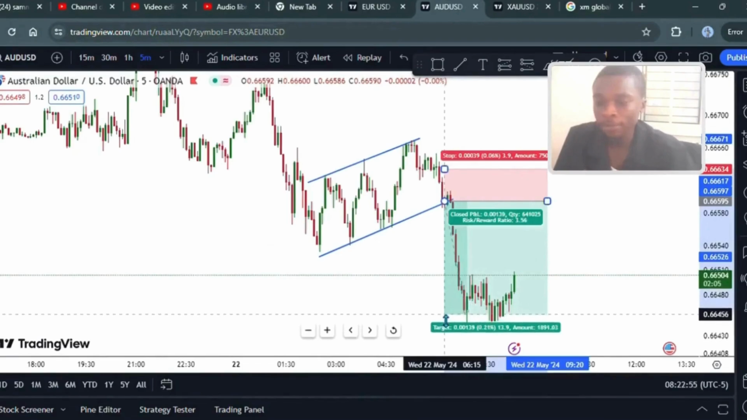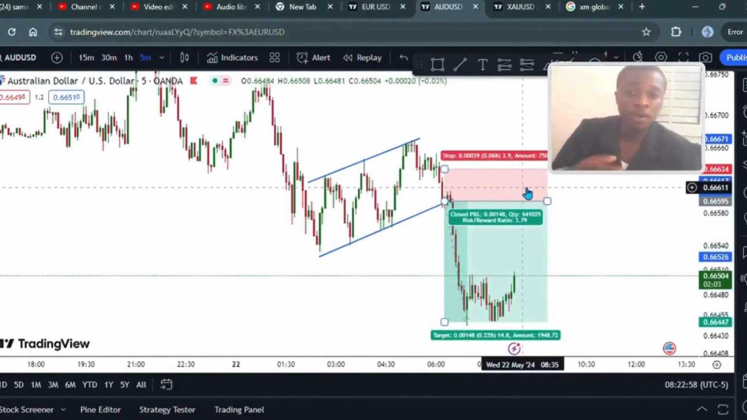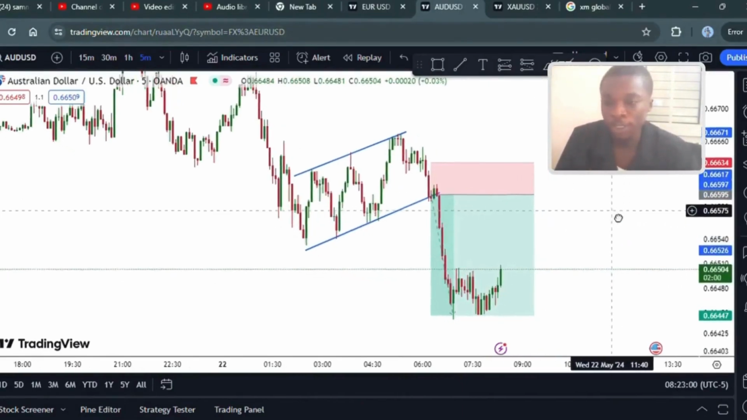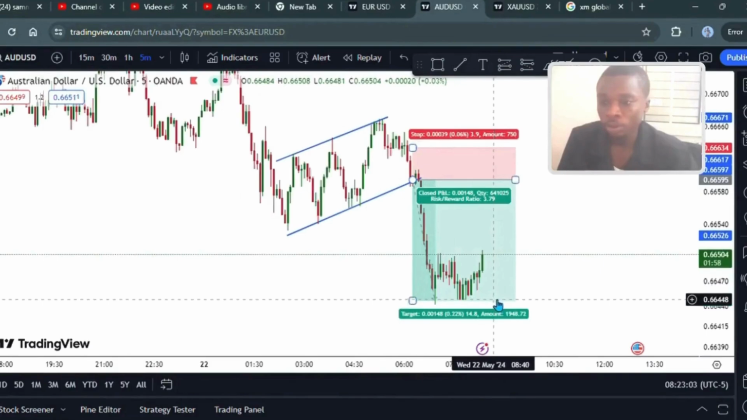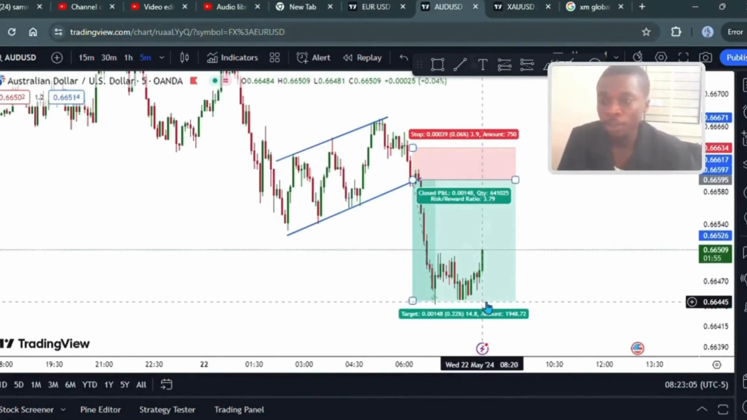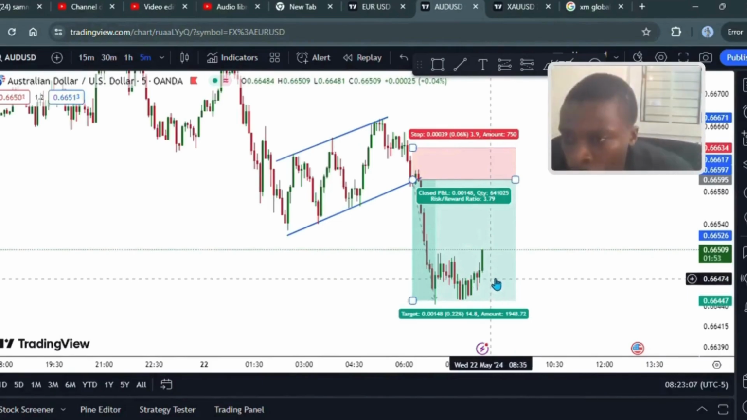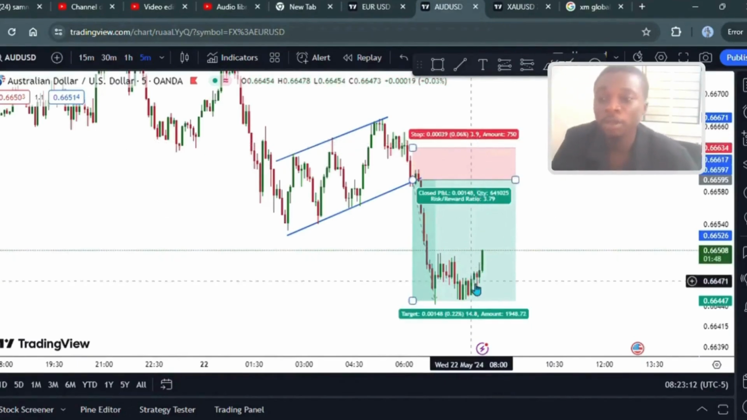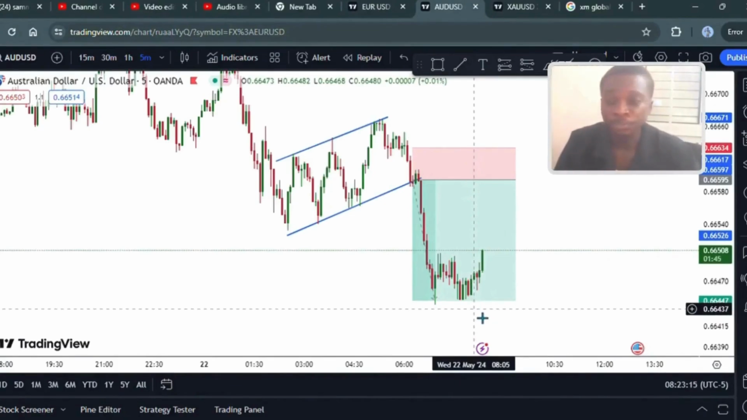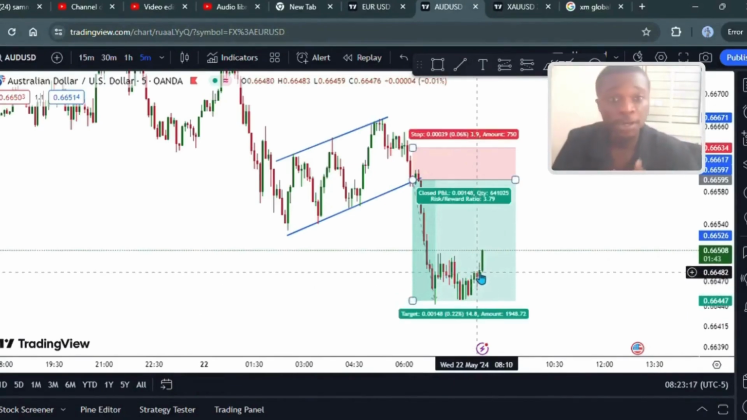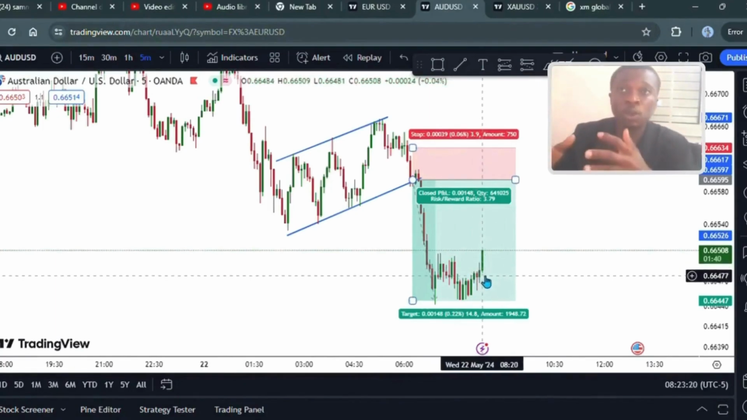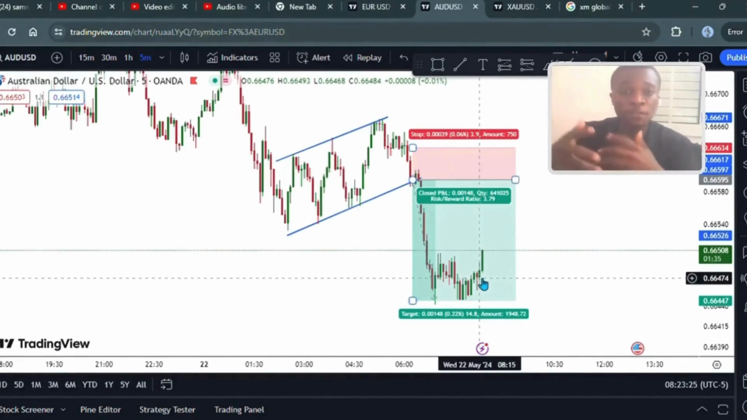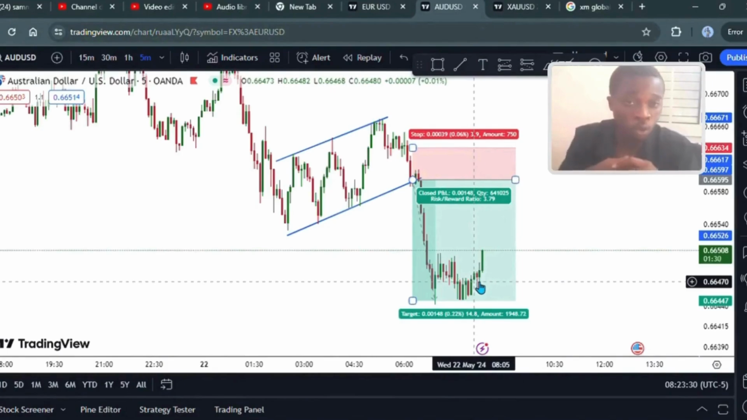Now you can see that this is a huge profit. You are risking very little to make a huge sum of profit. You are risking 4 pips to make 15 pips. So this is a very good risk to reward. That means you are making approximately 1:4, four times your risk. That is a good risk to reward as a scalper.